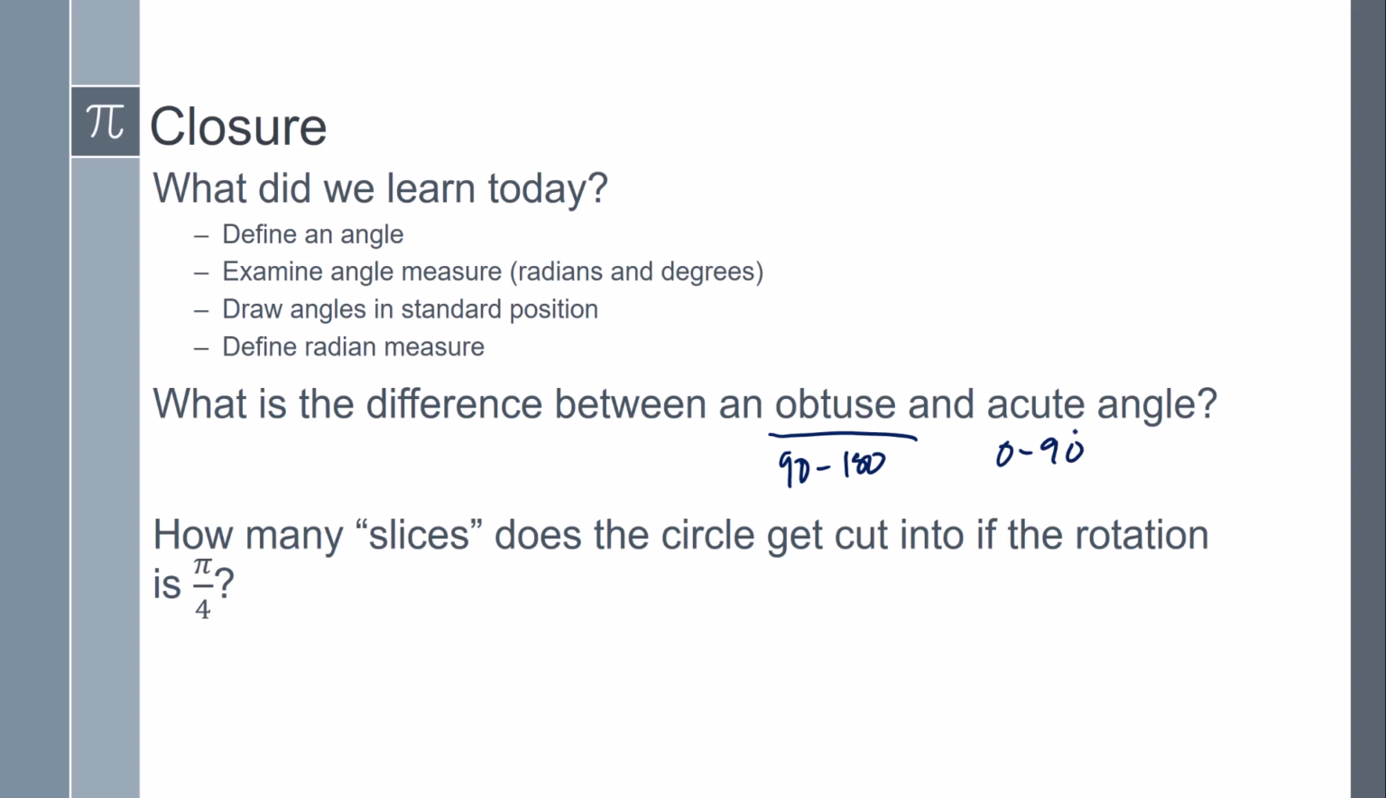And how many slices does the circle get if it's cut by pi fourths? Now, I know you may be thinking that pi fourths means what we call half a circle, so you might be thinking 4. But remember, we have to cut the entire thing, so we'd actually get 1, 2, 3, 4, 5, 6, 7, 8.